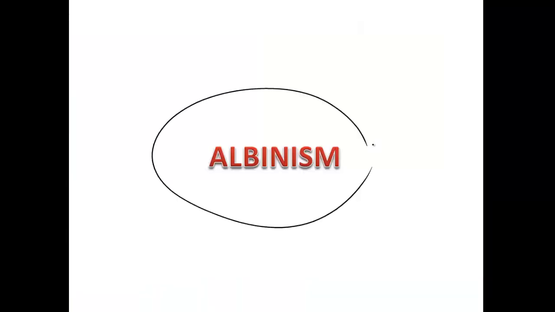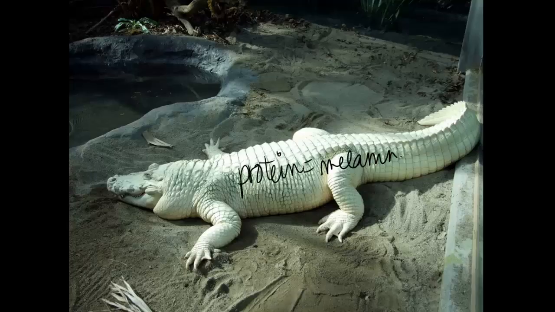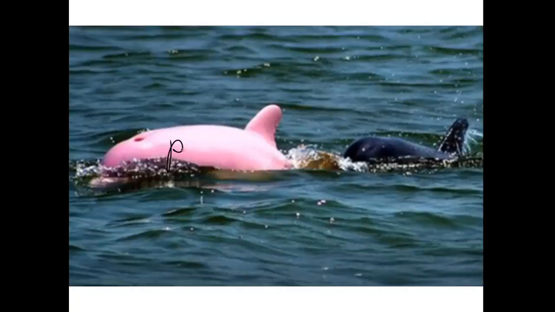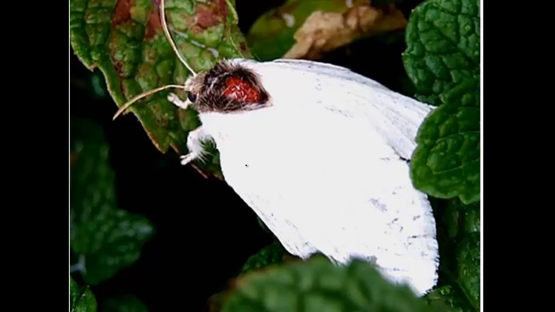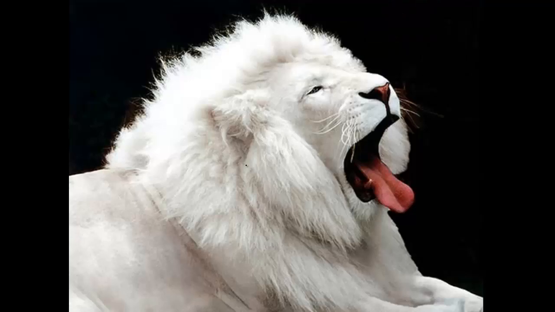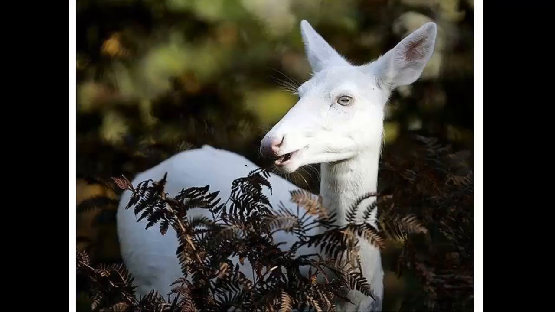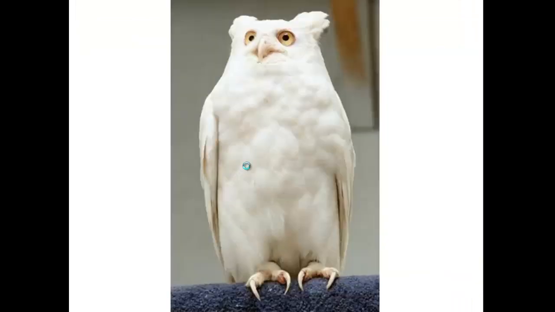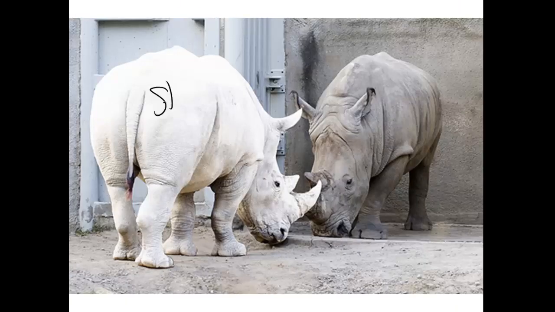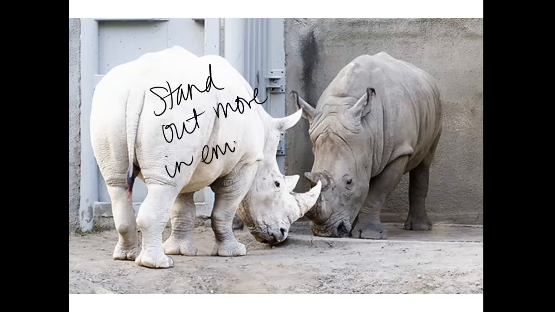And albinism is another genetic mutation, and it affects the protein melanin. And here's just a few examples. Dolphin is actually pink. So many animals have albinism. And in nature, it's not usually very good to have albinism because you stand out in the crowd. It makes you more susceptible to being attacked by predators, of course, depending on what your environment is like.